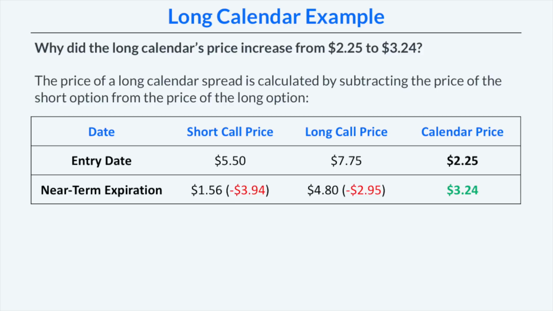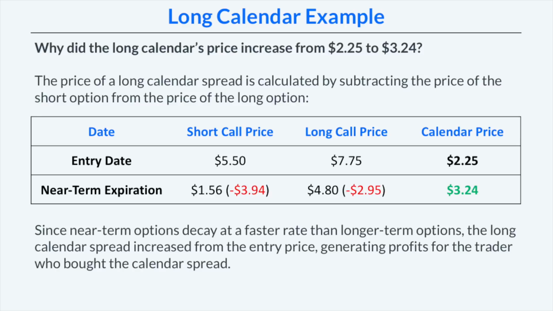Now at the time of the near-term call's expiration date, the short call's price was $1.56, which is $3.94 less than we sold it for, and the long call's price was $4.80, which is $2.95 less than we purchased that call for. Now if we take $4.80 and subtract $1.56, we get a calendar price of $3.24. Since near-term options decay at a faster rate than longer-term options, the long calendar spread increased from the entry price, generating profits for the trader who bought the calendar spread.